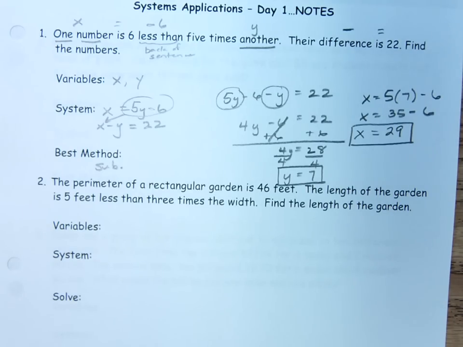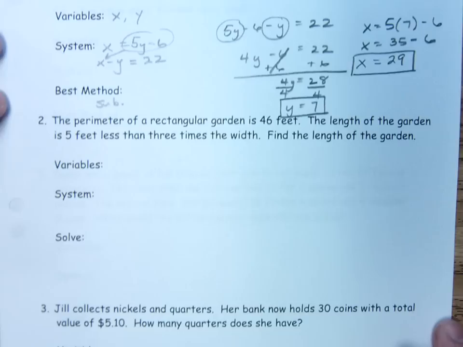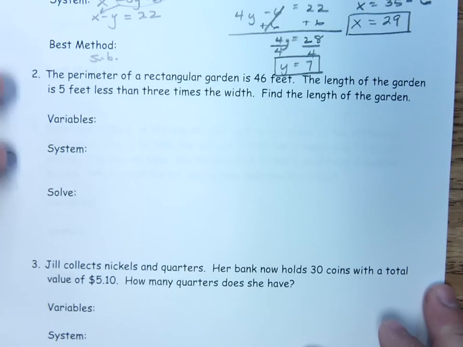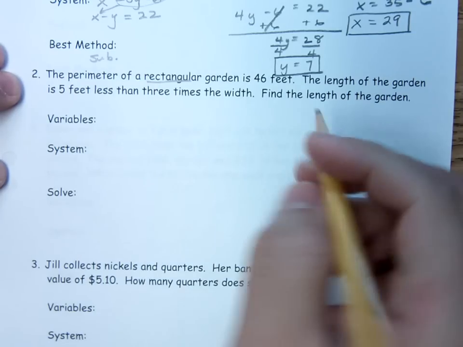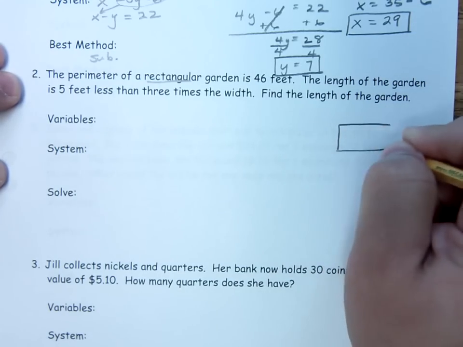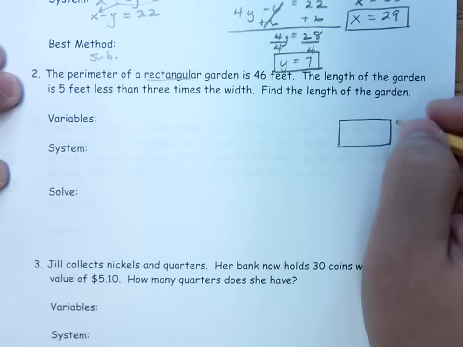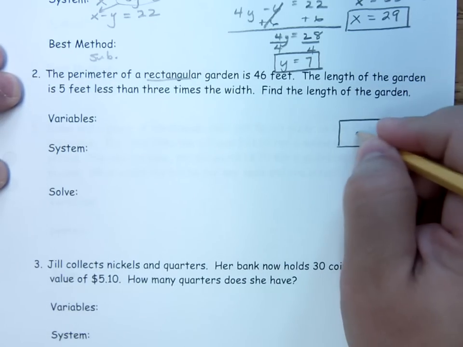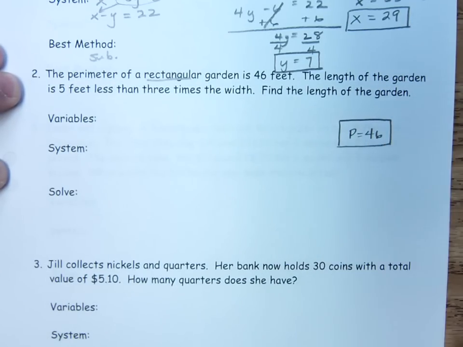Let's look at another example. It says the perimeter of a rectangular garden is 46 feet. Again, when I see this word rectangular, I'm going to go ahead and draw my picture over to the side. It's just a little bit easier for me to visualize what I'm looking at. So the perimeter of a rectangular garden is 46 feet. So P equals 46. Perimeter is usually identified by the variable P.